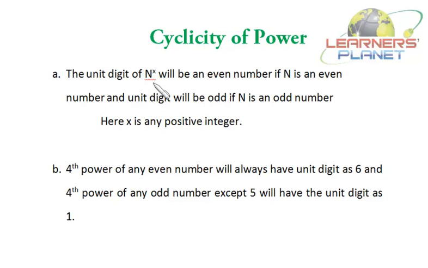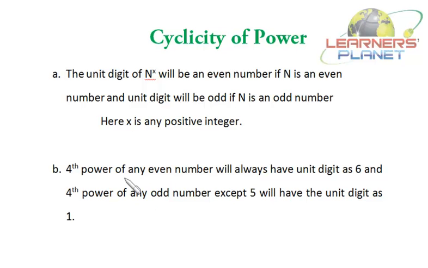The unit digit of n raised to x will be an even number if n is an even number, and the unit digit will be odd if n is an odd number, and here x is any positive integer. Suppose I wish to calculate 4 raised to anything, then the unit digit will definitely be an even number, since 4 is an even number. And similarly, if I wish to calculate 3 raised to anything, then the unit digit will be an odd number, whatever it may be.